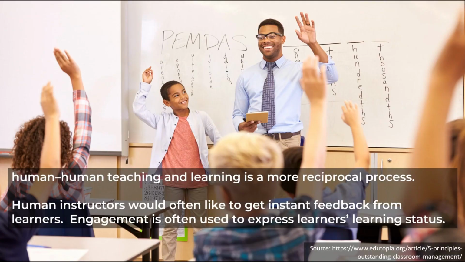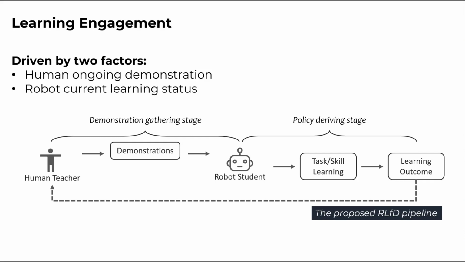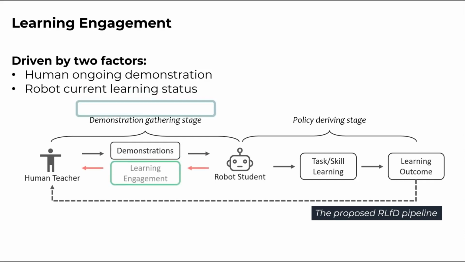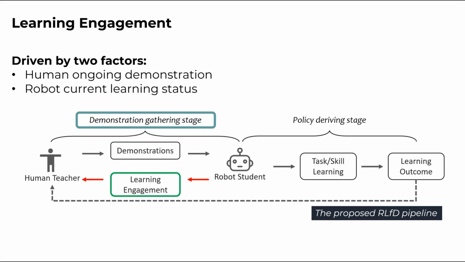In comparison, in human-human teaching, human learners usually convey their learning status by natural engagement, such as gaze, gestures, and facial expressions. So, we try to adopt a similar idea from human learning to robot learning. We propose a new RLfD pipeline, where in the demonstration gathering stage, the robot shows its learning engagement to humans. The engagement expression is controlled by two factors: humans' ongoing demonstrations and robots' current learning status.